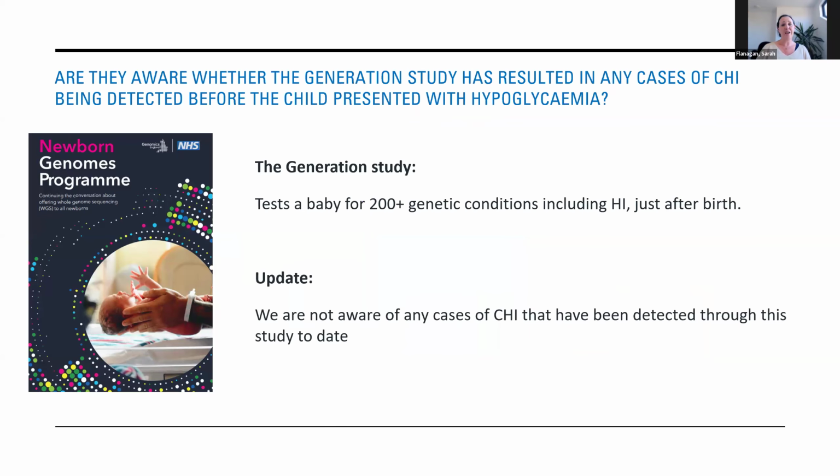The final question relates to the Generation Study. This is an initiative by Genomics England, which is part of the NHS, where they are screening healthy newborn children for 200 plus genetic conditions at birth. One of those conditions is congenital hyperinsulinism, and it's just a very quick update to let you know that so far we're not aware of any cases of hyperinsulinism that have been detected through this study to date.